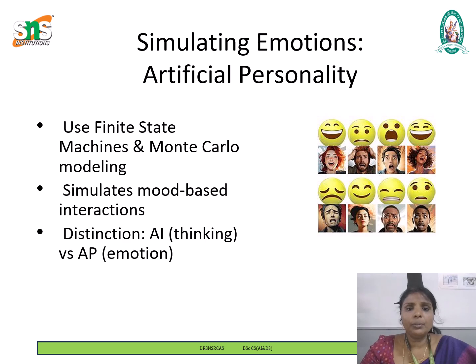Next, we see simulating emotion. In artificial personality, we need emotions. The robot uses a combination of finite state machine and Monte Carlo modeling to simulate mood-based interaction, making its responses feel more lifelike and emotionally aware. The finite state machine helps structure the robot's behavior by defining specific states such as happy, curious, or tired, and transitions between these states based on triggers from its environment or interactions.